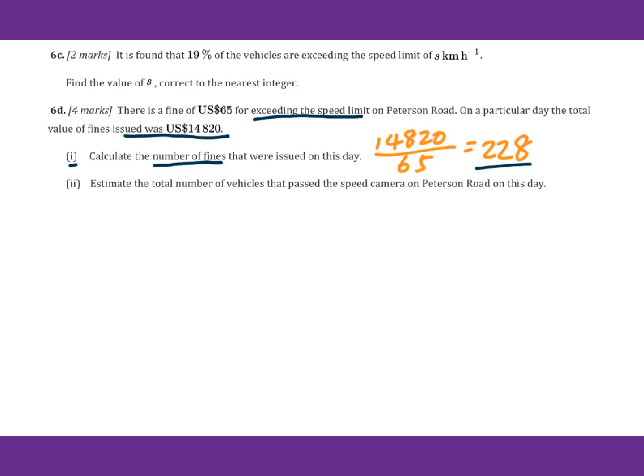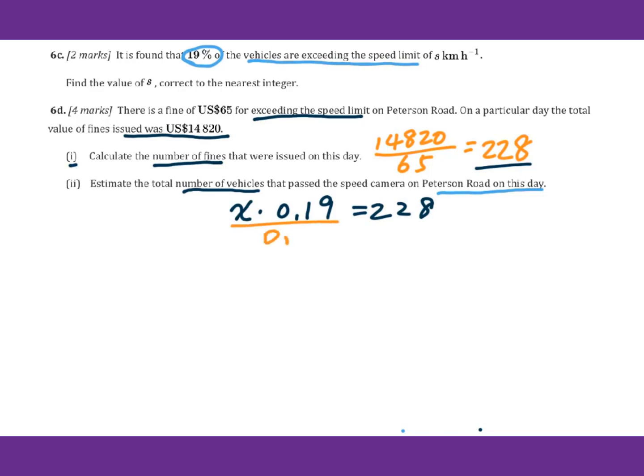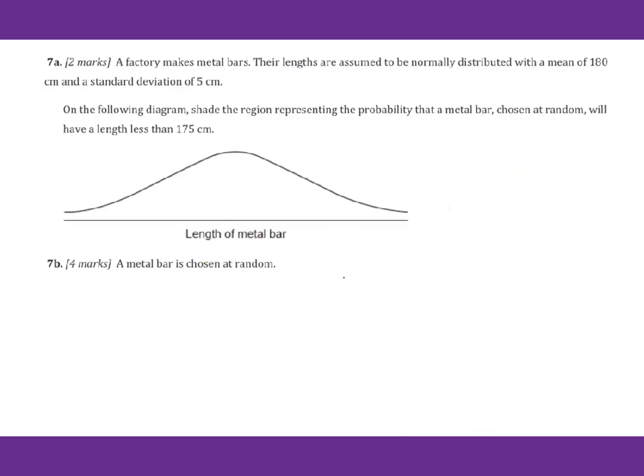For number 2, estimate the total number of vehicles that passed the speed camera on this road on this day. First of all, we know that 19% of vehicles are exceeding the speed limit. Altogether, we have X vehicles passed the speed camera that day. We multiply by 0.19 equals 228. Then we divide both sides by 0.19. So x equals 1200.